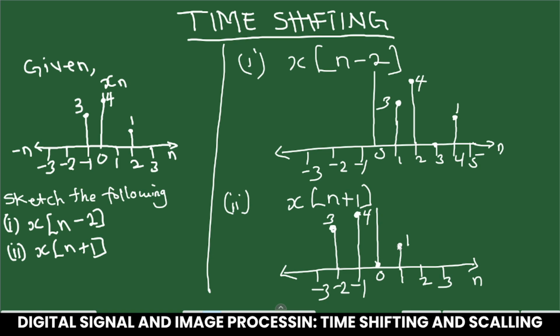All right, so this is how we perform the time shifting operation. Remember, when you have x of n minus a particular number, you shift to the right. When you have n plus an integer, you shift to the left.